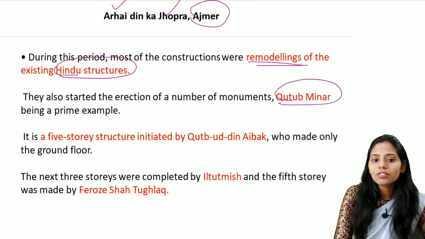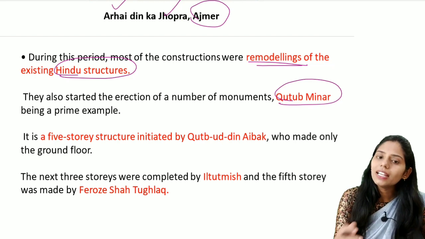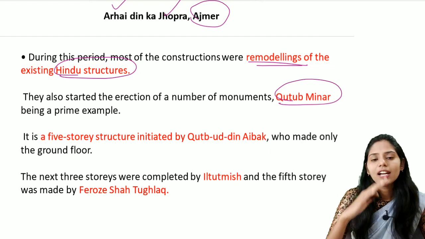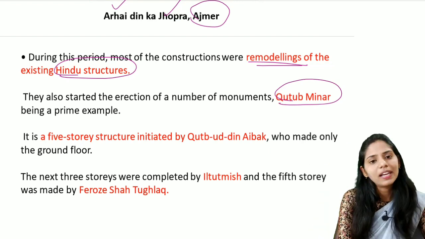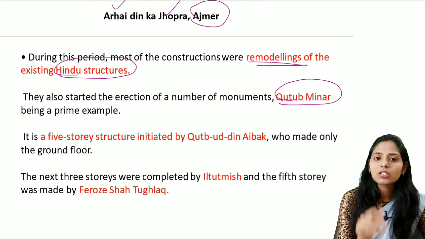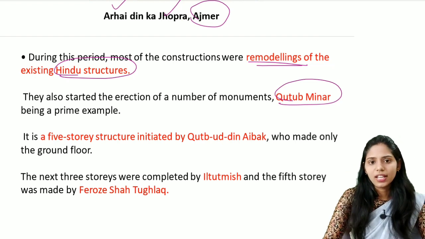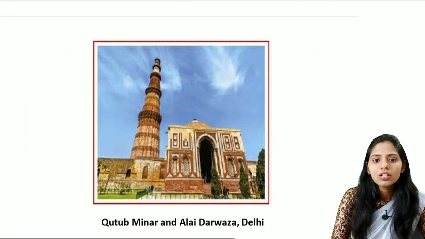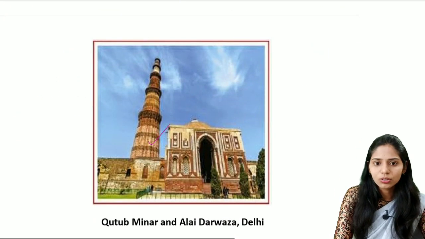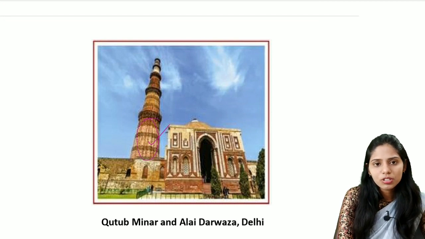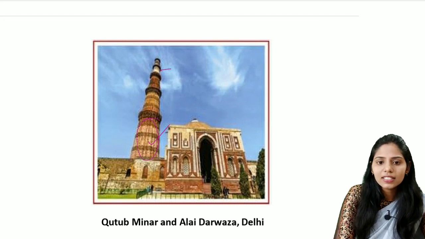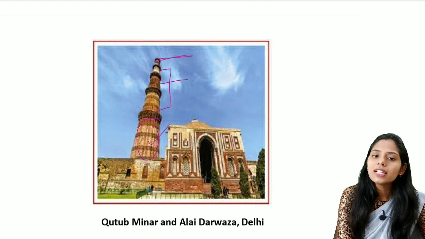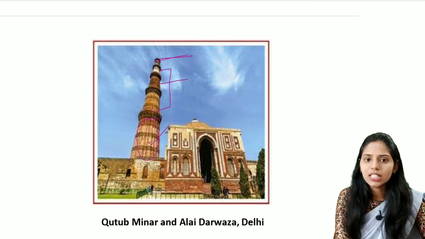This Kutub Minar was a 5-story structure. Mainly it was initiated by Kutubuddin Aibak, who made only 1 story, and later 3 stories were built by Iltutmish, and later the 5th story was built by Firoz Shah Tughlaq. So this is an important point from the prelims point of view. If you see here, this is the diagram of the Kutub Minar, and this first story was built by Kutubuddin Aibak, the next 3 by Iltutmish, and the last one by Firoz Shah Tughlaq. This Kutub Minar is located in Delhi.